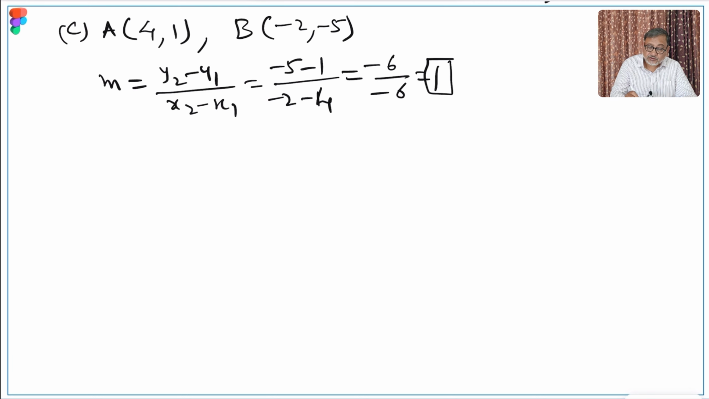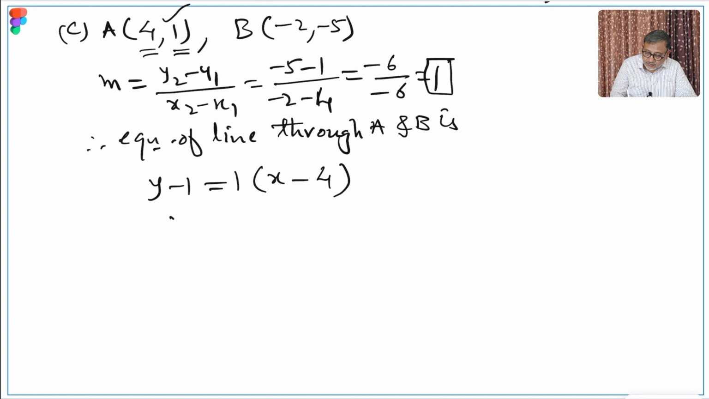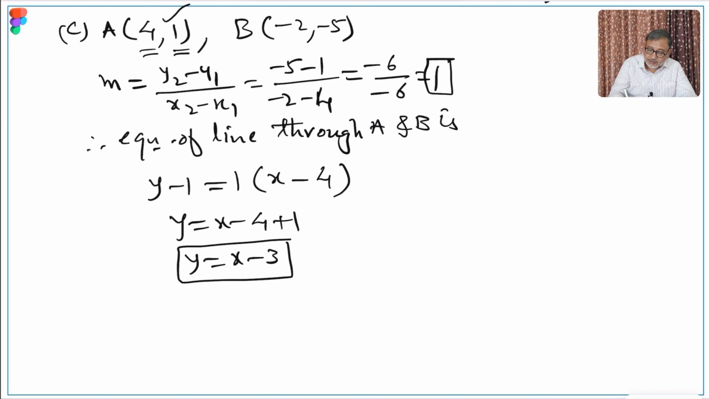And the point we can use is 4 and 1. Therefore, the equation of the line through A and B is y minus 1. Look here, y coordinate I will use. m is 1, x minus x1 will be 4. So y is equal to x minus 4 plus 1. So y is equal to x minus 3. Okay. This is the equation of the line.